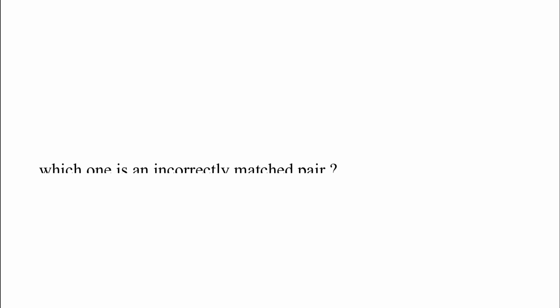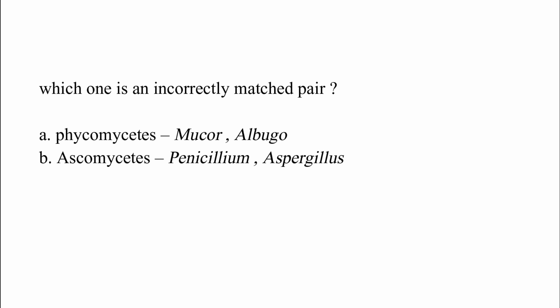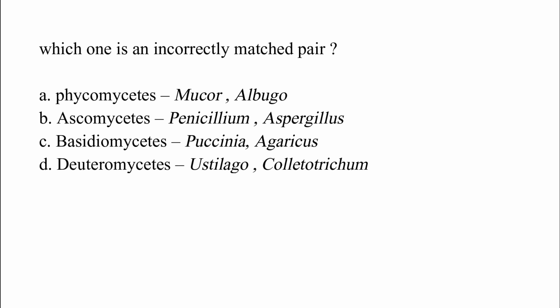Which one is an incorrectly matched pair? Option A, phycomycetes, Mucor, Albugo. Option B, ascomycetes, Penicillium, Agaricus. Option C, basidiomycetes, Puccinia, Agaricus. Option D, deuteromycetes, Ustilago, Colletotrichum. The correct answer is option D, which is the incorrectly matched pair. Colletotrichum is an example of a deuteromycete, but Ustilago is an example of basidiomycetes.